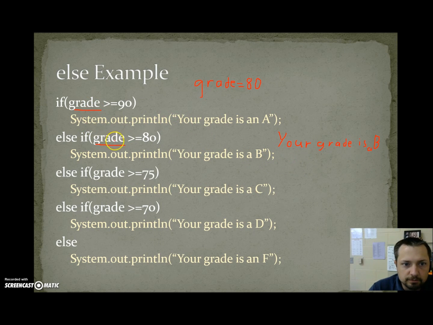All right. Then we go to the else if. It says else if. Well, we've already found something to be true, so we do not do this. Else if. We've already found something to be true, so we do not do this. Else, under all other circumstances. No, because we found something to be true, and we printed something. So this is not one of the other circumstances that was not covered, so we do not see your grade is an F.